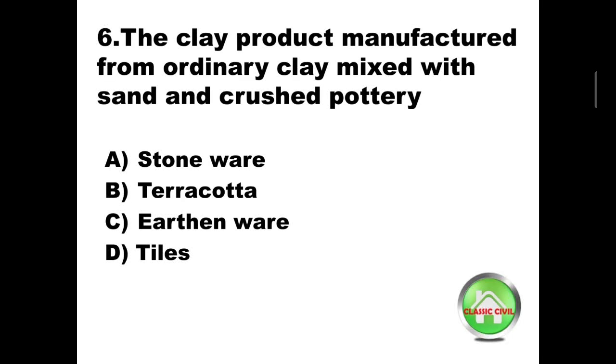Question number 6. The clay product manufactured from ordinary clay mixed with sand and crushed pottery. Option A, stoneware. Option B, terracotta. Option C, earthenware. Option D, tiles. The clay product manufactured from ordinary clay mixed with sand and crushed pottery. Answer. Option C, earthenware.